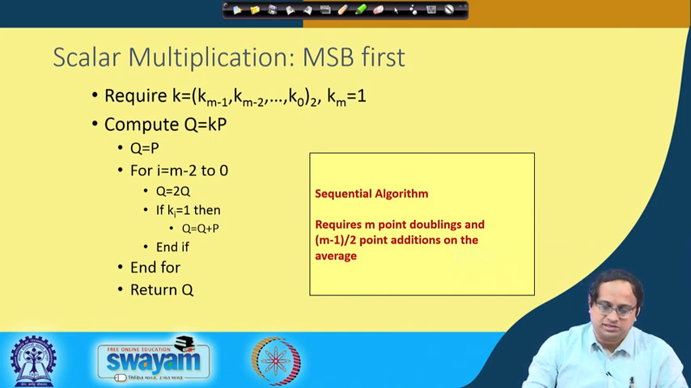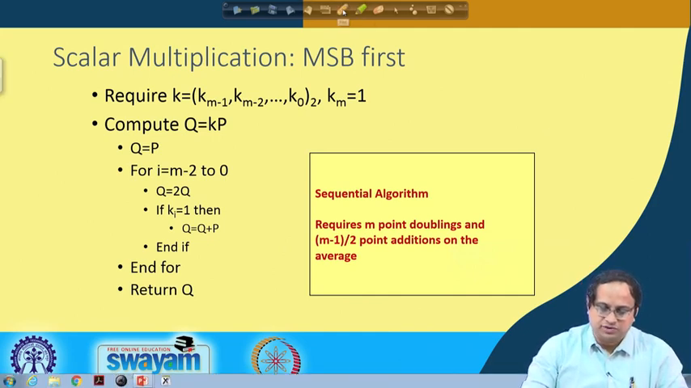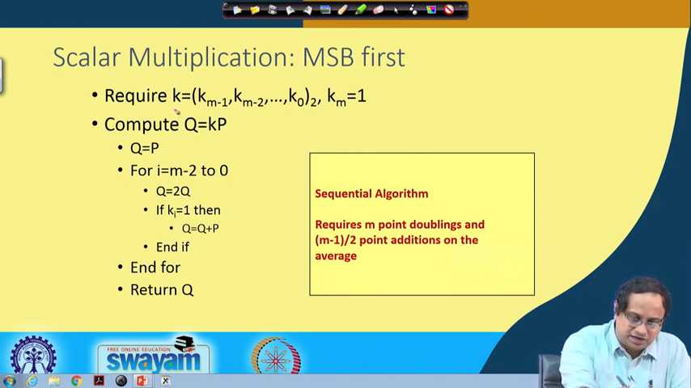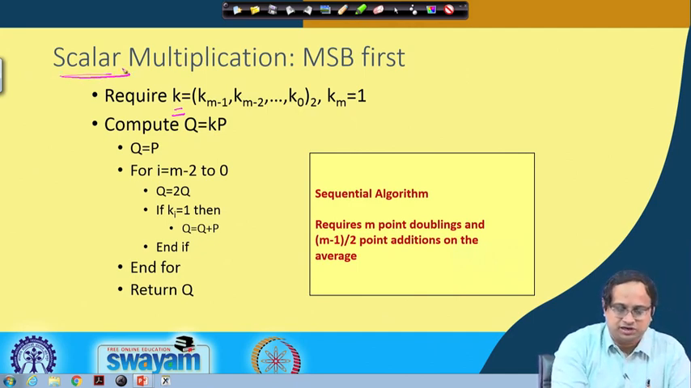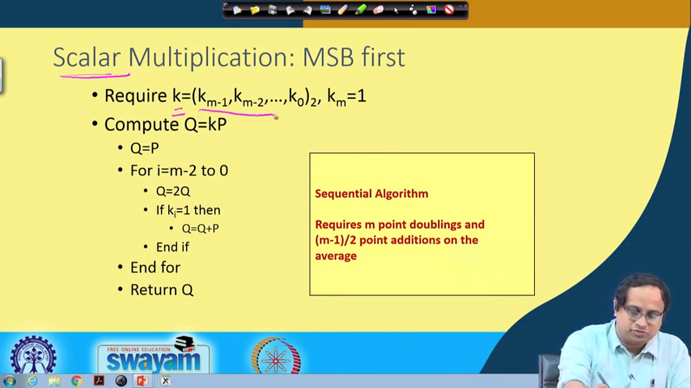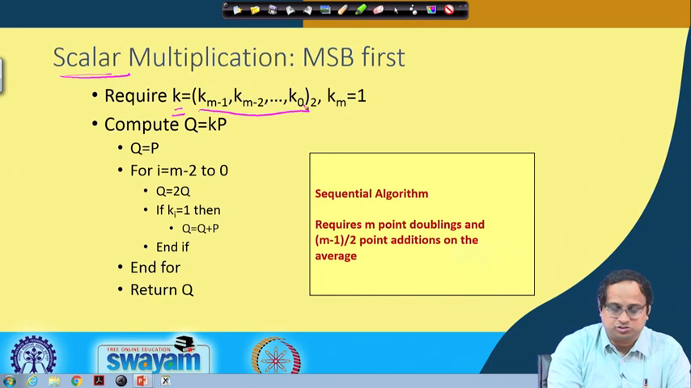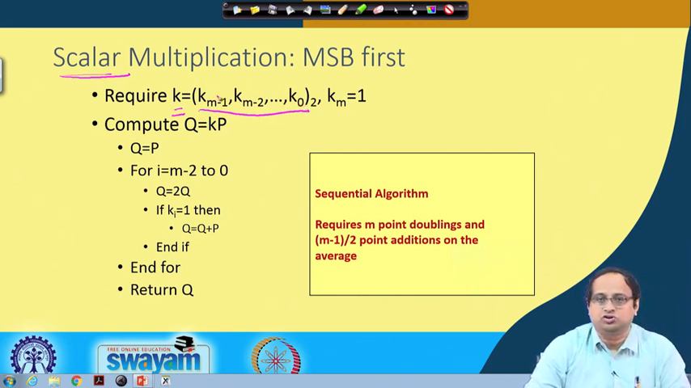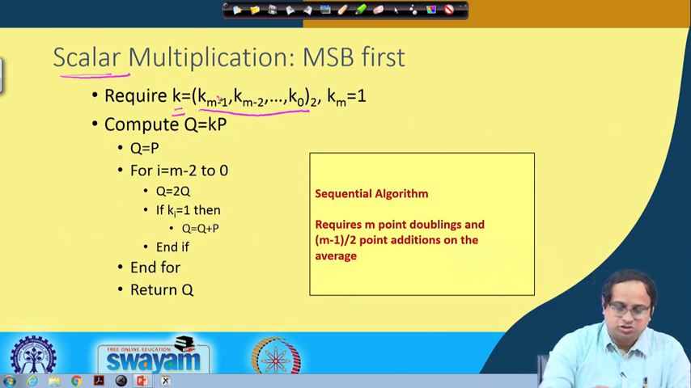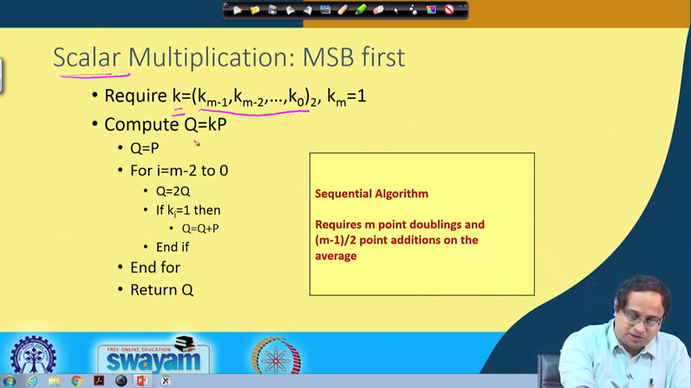What we do is take the scalar, which is k. This k is called the scalar, the one referred to in scalar multiplication, and we write it in binary format. All of these values k0, k1 till km minus 1 are nothing but either 0 or 1. Now I want to calculate Q equal to kP. So, I want to basically add P k times.